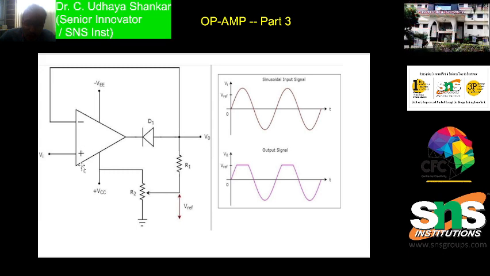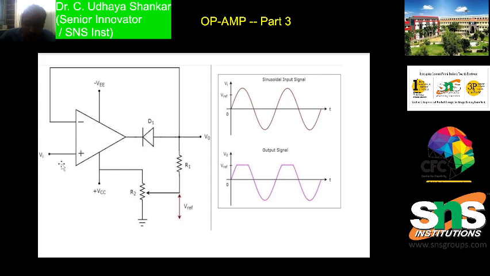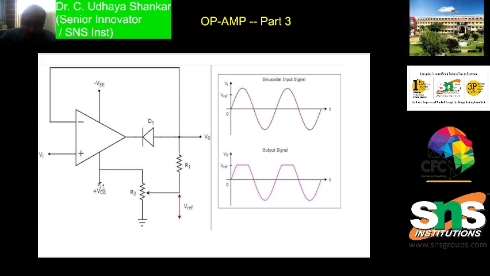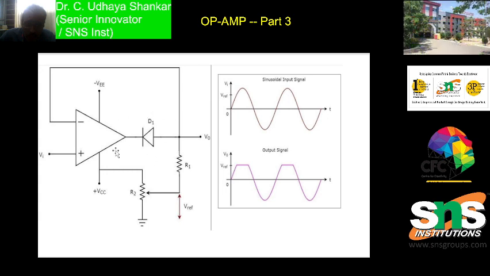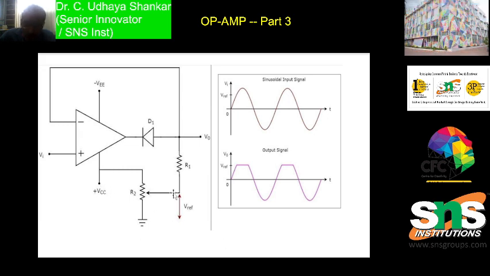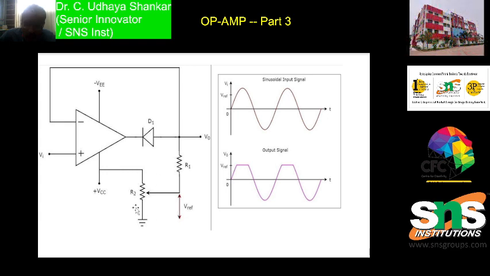A positive clipper consists of an op-amp circuit. You can see that the signal is given to the positive terminal and the feedback is negative, and we are giving the VEE and VCC over here, and there is a diode. The diode is used to clip. This diode plays a very vital role in clipping the waveform. Similarly the reference voltage is given through R2. This reference voltage gives the magnitude of voltage to be clipped.